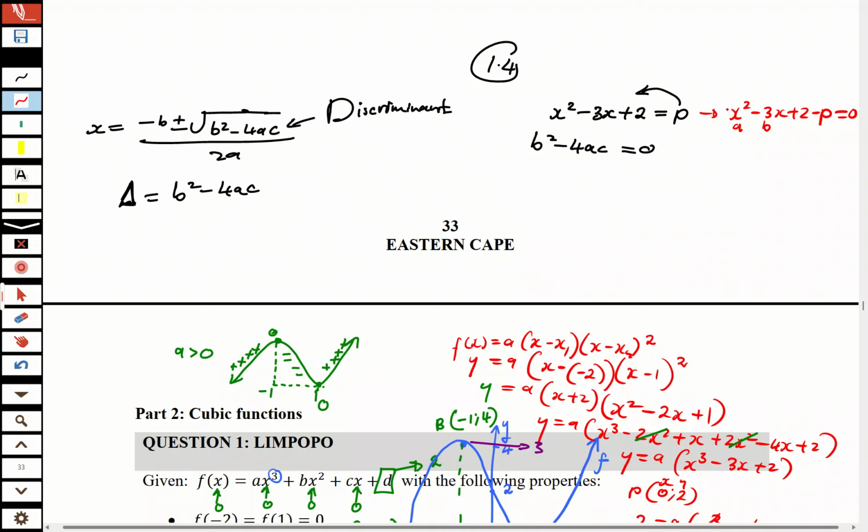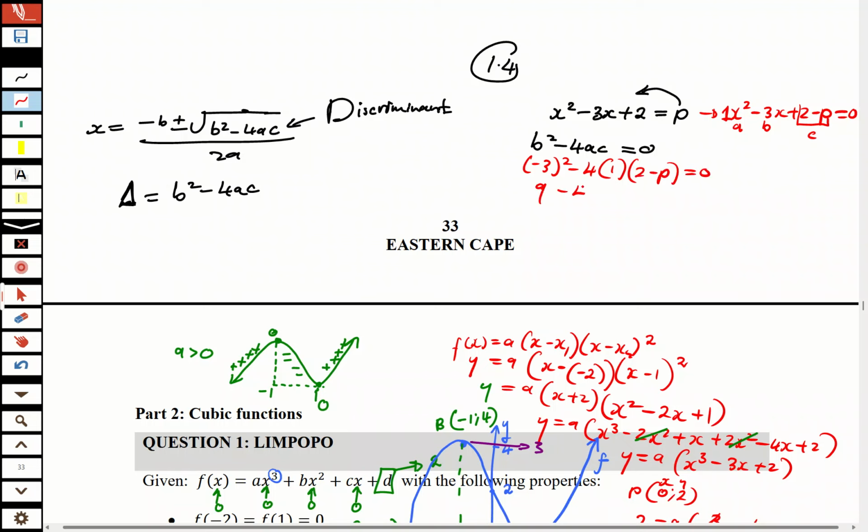Now this becomes your a, your b, and your c. Remember, b is the coefficient in front of x. So b is negative 3, a is simply 1, and c is 2 minus p. This has to equal 0.